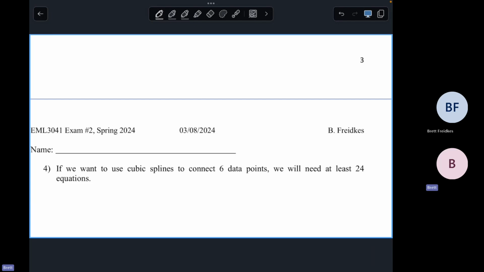If we want to use cubic splines to connect 6 data points, we'll need at least 24 equations. I want you to take 2 minutes and think about this. This one was also split roughly 50-50 last semester. It was like 75-25.